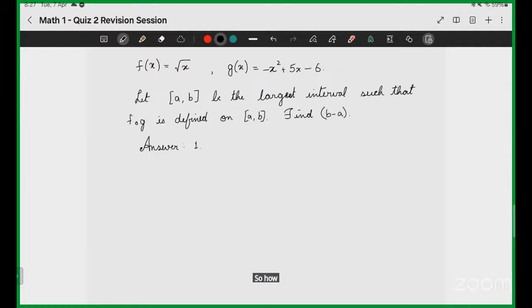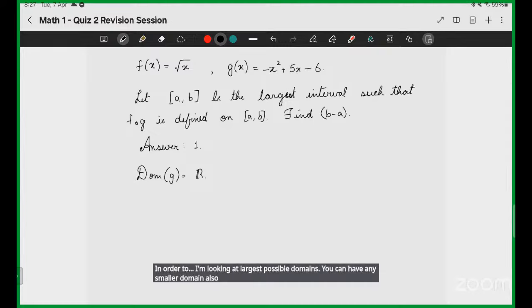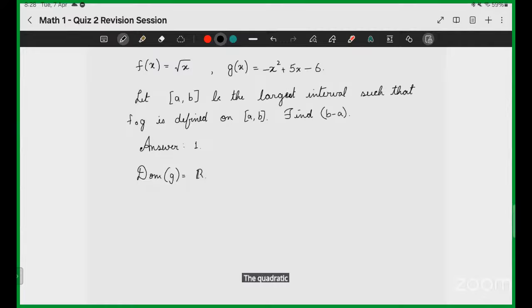So how do we go about doing it? First of all, let's see what the domain of each of the functions is. The domain of g is R. I'm looking at largest possible domains. You can have any smaller domain also as the domain of g, but the largest possible domain for g is R. The quadratic polynomials can be evaluated at any point that you like.